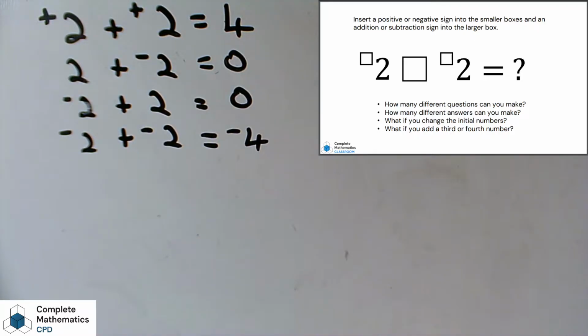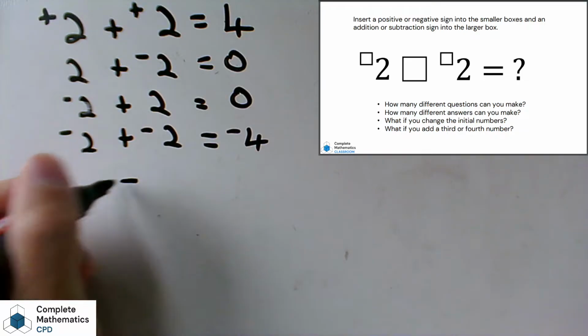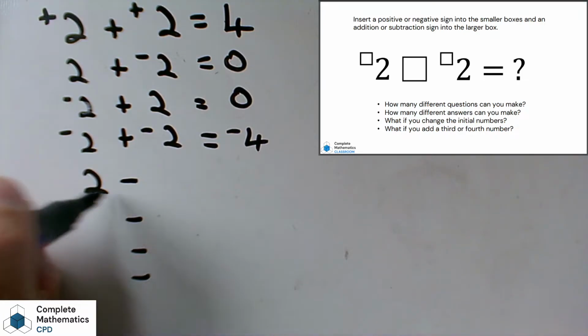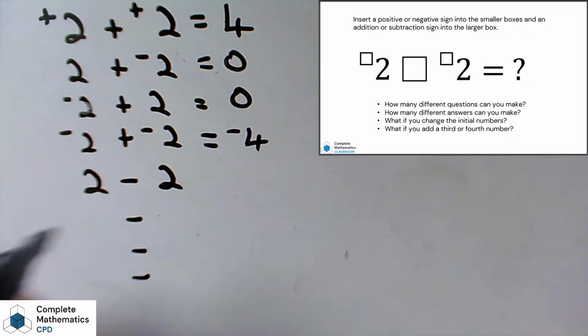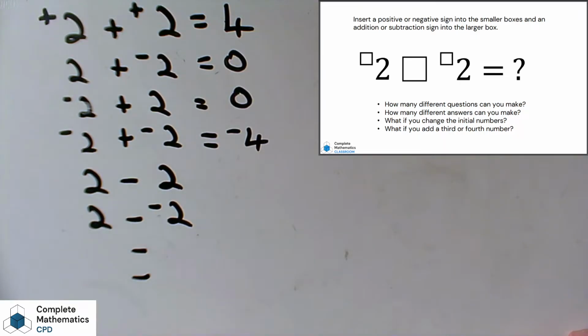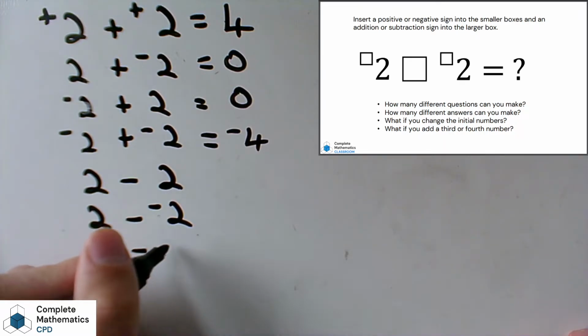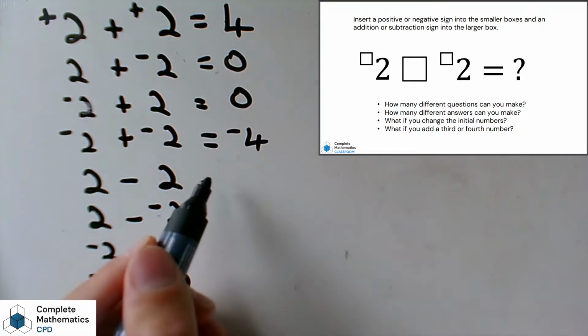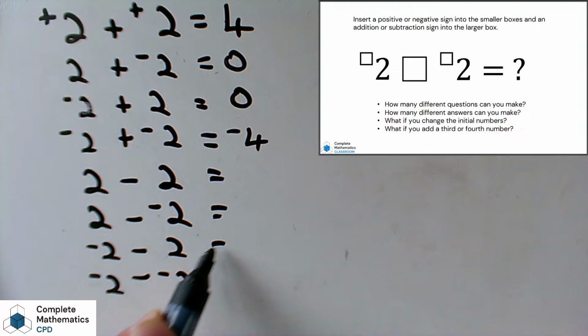What about the subtraction ones? Well, it makes sense that we've got 4 different subtractions that we can do as well. So 1, 2, 3, 4, and again we've got positive 2 minus 2. Then we've got one of them negative, so let's make this one negative here. Then let's make the first one negative, and then let's make them both negative. So you can see how working systematically easily lets you list all the combinations.